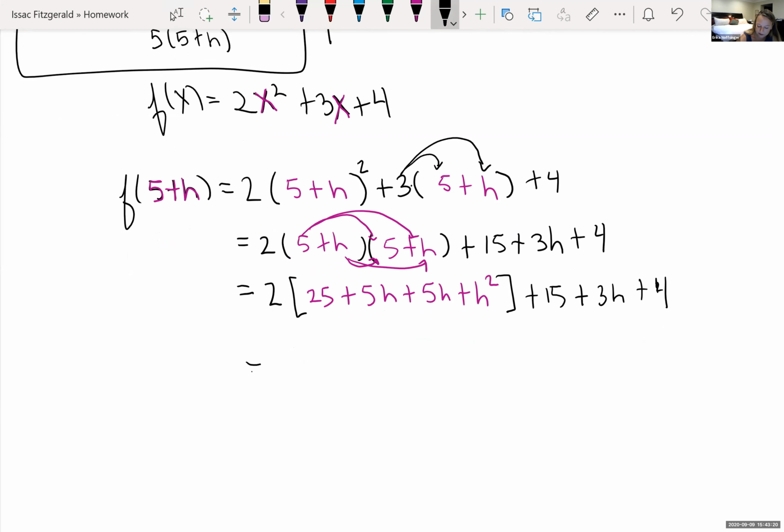So let's combine like terms inside the bracket. I notice there are 2 like terms, the 5h plus the 5h. I'm going to rewrite this in descending order of power, so I'm going to write my h squared first. We can rewrite the sum of things as long as we carry the sign in front of them. Then 5h plus 5h gives us a plus 10h, plus this 25. Then outside the bracket, let's combine some like terms here. We have a 15 plus a 4, so this is a plus 19. Plus 3h.